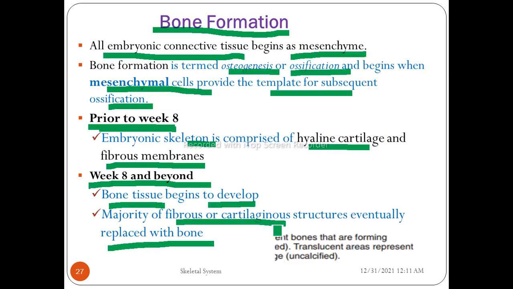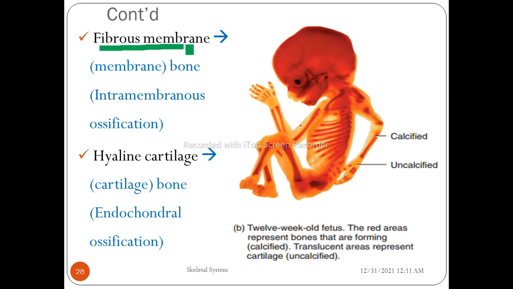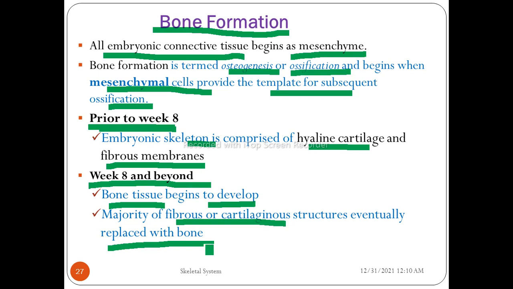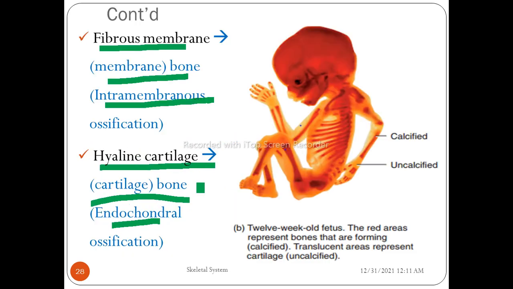So how do these change into bone? We will see. The fibrous membrane before week 8 changes into membrane bone by the process known as intramembranous ossification, whereas hyaline cartilage changes into cartilage bone by the process of endochondral ossification. So hyaline cartilage and fibrous membrane before week 8 change into bone after week 8.